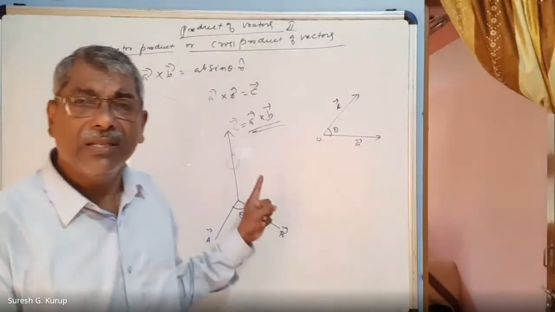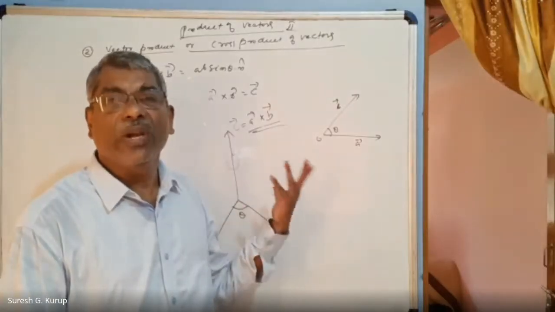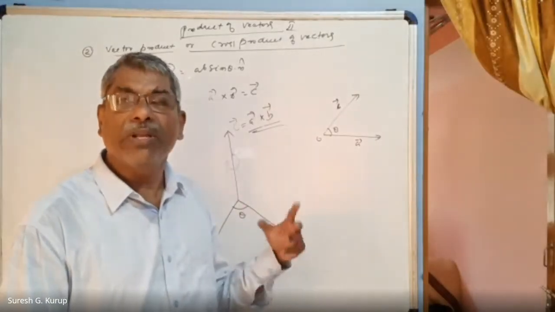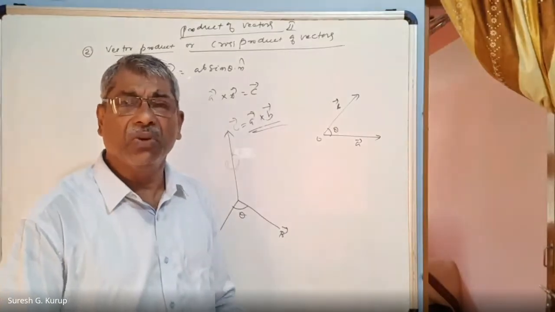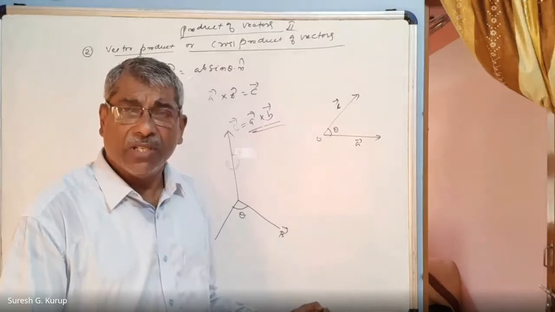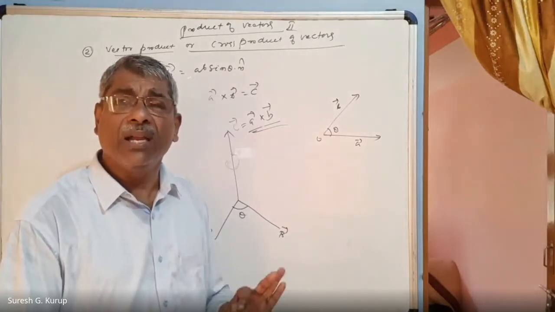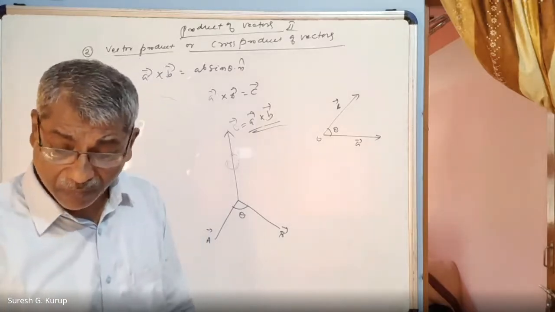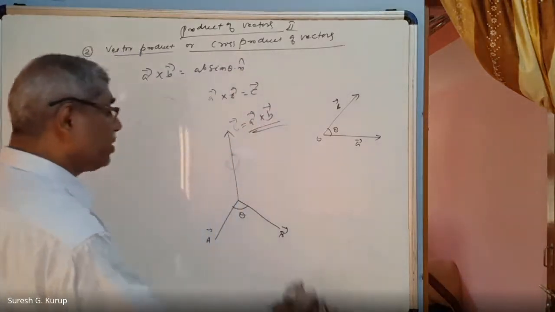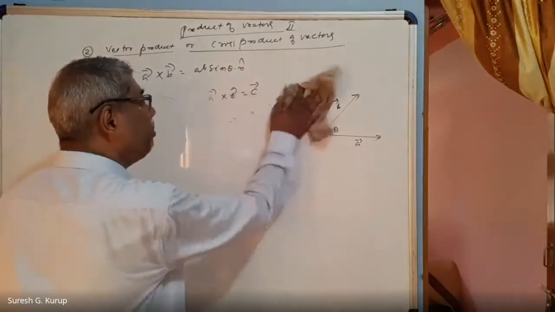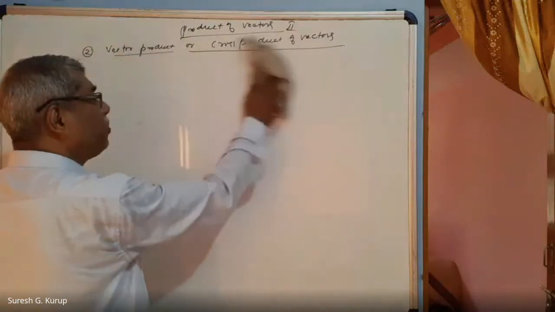But in this case, the product of vector A and vector B is equal to vector C. That means the product is also a vector quantity. The magnitude of the vector quantity is equal to the magnitude of the first vector into magnitude of the second vector into sine of the angle between the two vectors. Right? So now, what I'm going to tell you is about the physical meaning, the geometrical meaning of the cross product of two vectors.